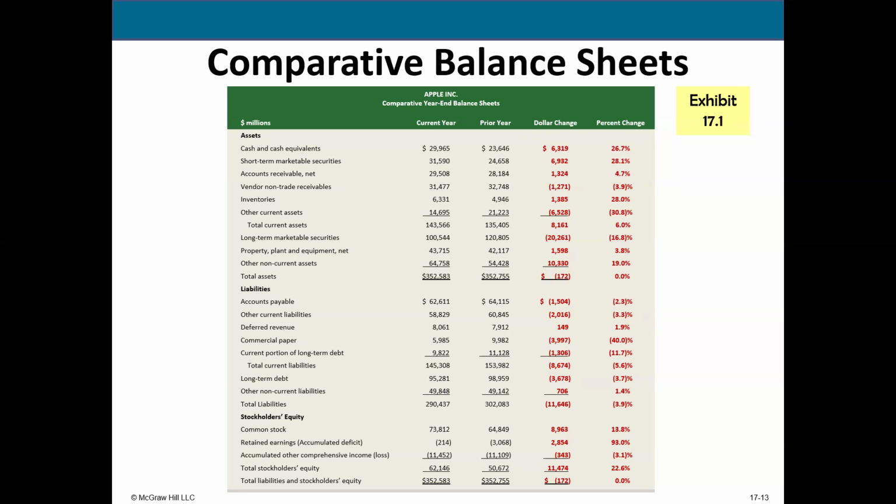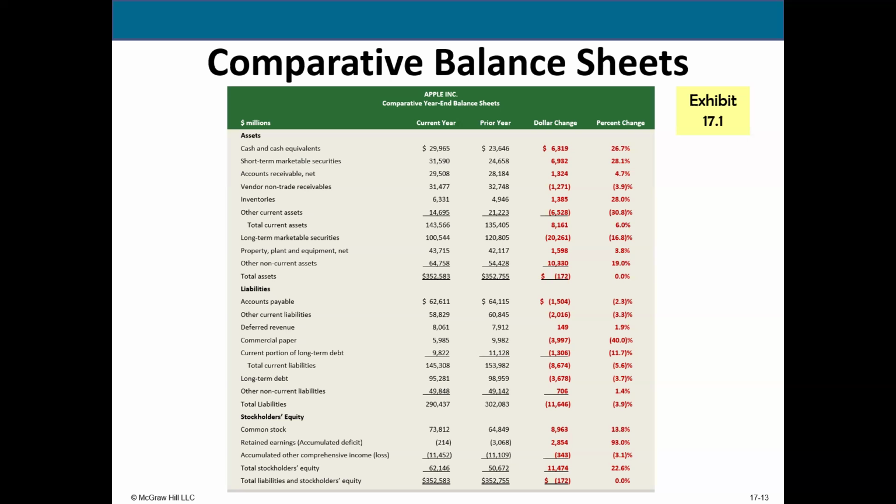So we can take a look, and we see that the current year is $6,331 in terms of current inventory, and last year was 4,946. What that tells us is that there was a dramatic increase in inventory. It went up by 28%, in fact. I'm curious as to why that happened. As a manager, I would want to do some digging.